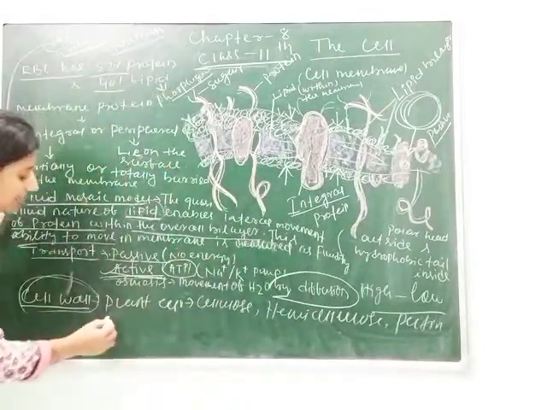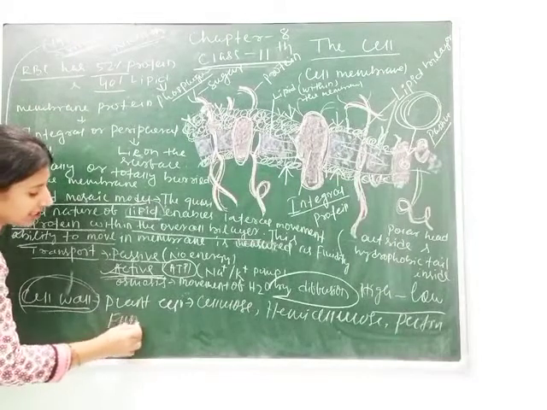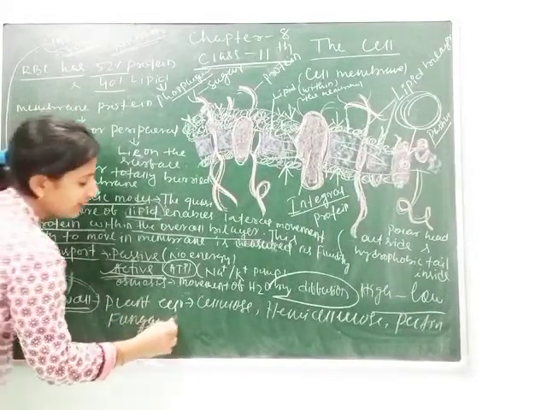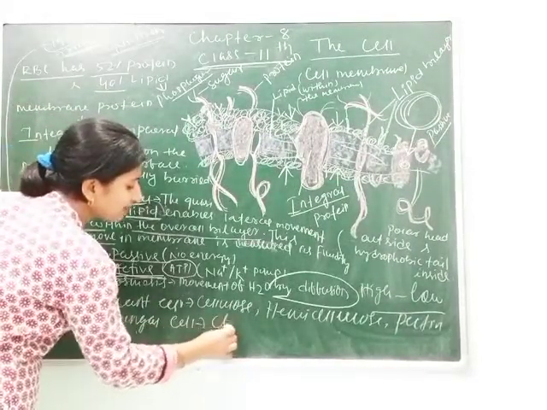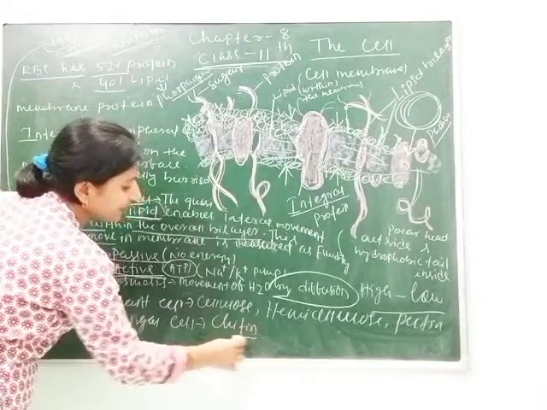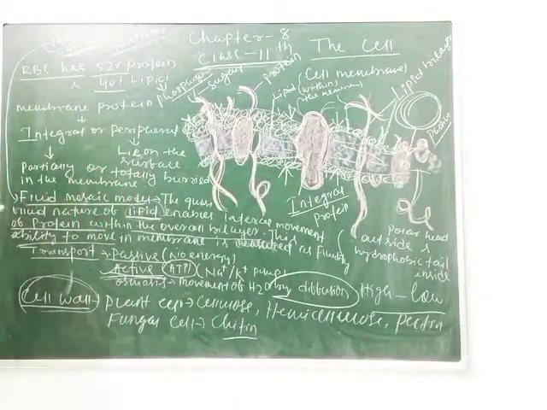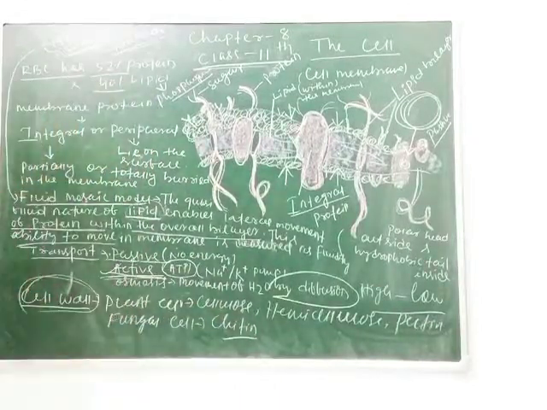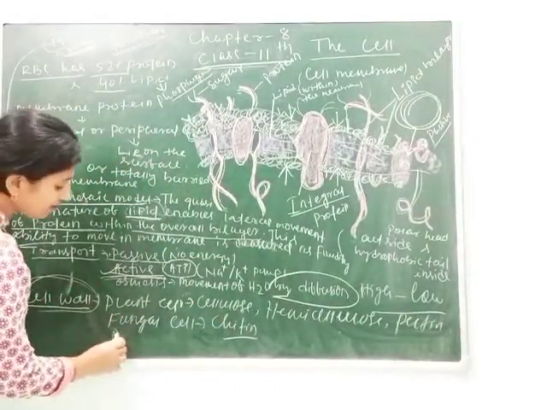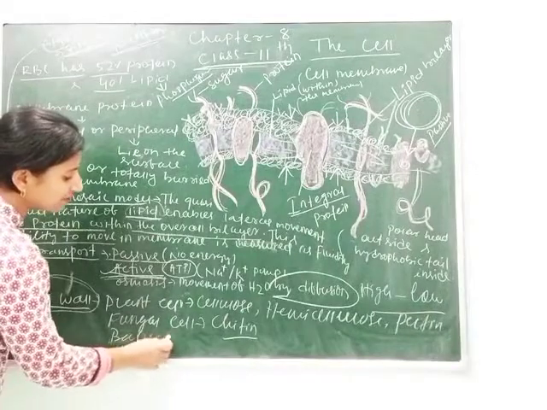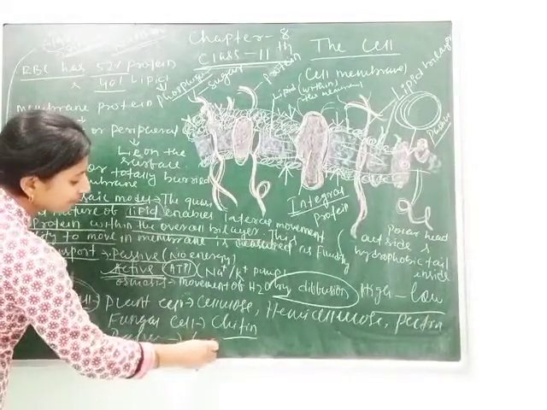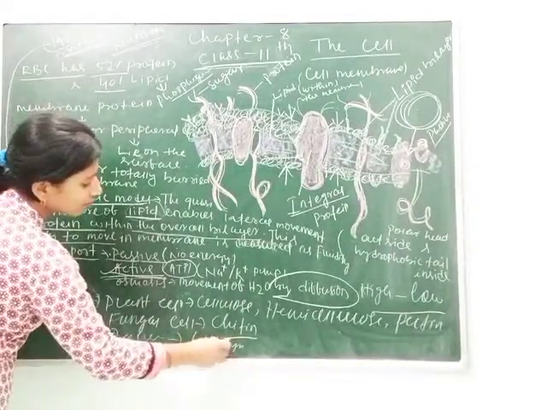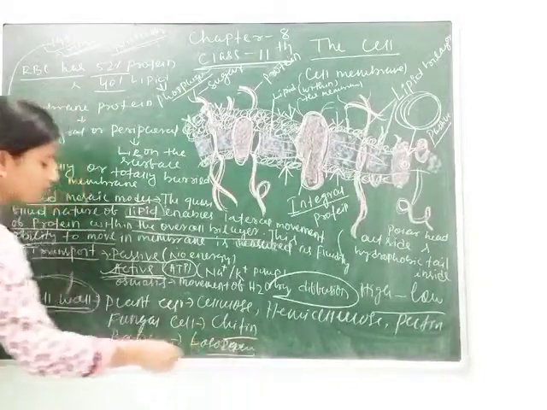In the case of the fungal cell wall, the fungal cell wall is made up of chitin. Chitin is a substance which will not easily degrade or decompose. Same for the bacterial cell wall. For the bacterial cell wall, the substance is lysozyme or lysosome. We can say lysosome.